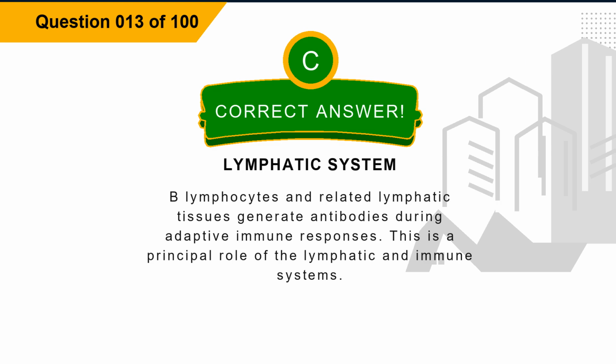B lymphocytes and related lymphatic tissues generate antibodies during adaptive immune responses. This is a principal role of the lymphatic and immune systems.